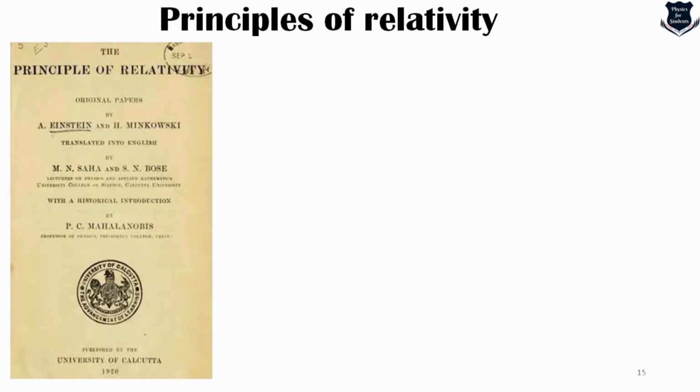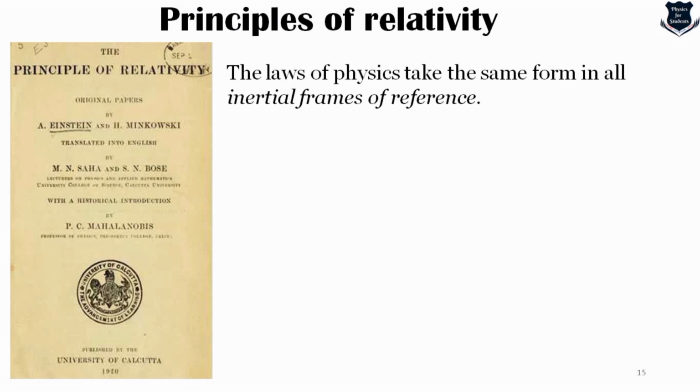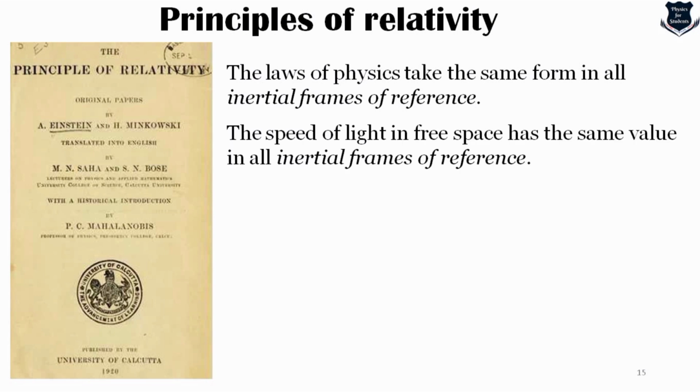Now this is an original paper which was later translated by Satyendranath Bose, with an introduction by P.C. Mahalanobis and the University of Calcutta. Now in the principles of relativity, I'm talking of the special theory of relativity. It states that the laws of physics take the same form in all inertial frames of reference. The speed of light in free space has the same value, that is, it is constant. Now, these are the two postulates or principles of special relativity.